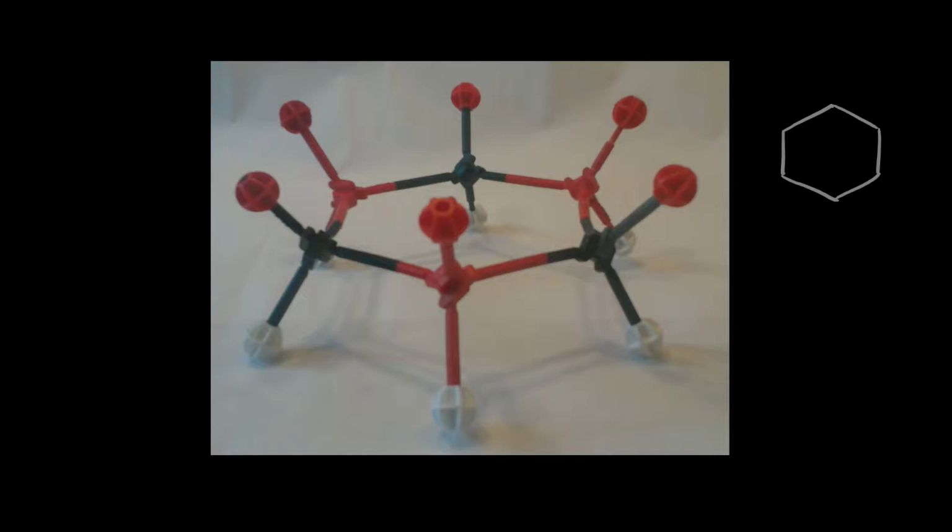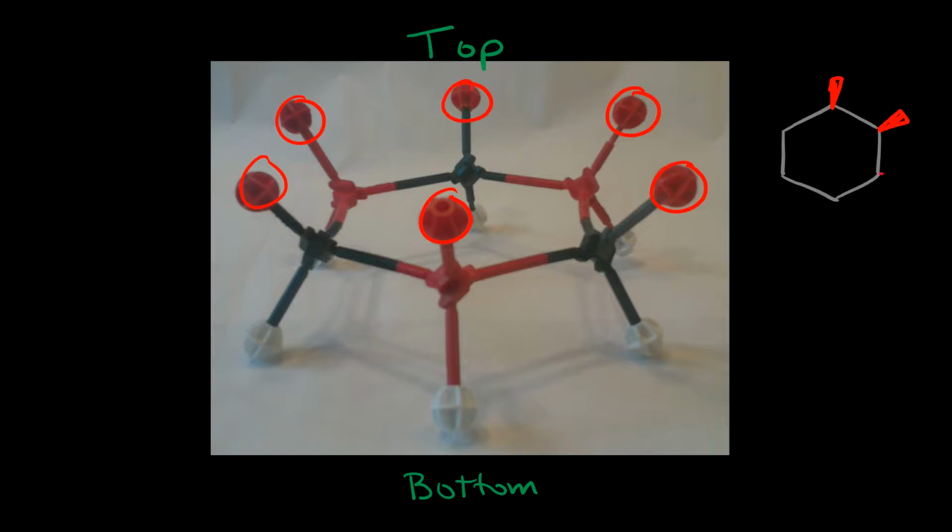First of all, if we're looking at the model on the left, you could say that there's a top of the ring and a bottom of the ring. And we would say that the atoms that are red are sticking up out of the top of the ring. And we could draw those in on the structure over here as red solid wedges to indicate that they're coming out of the plane of the board or the screen. So this would mean that we're sort of looking down on top of this ring from this angle.